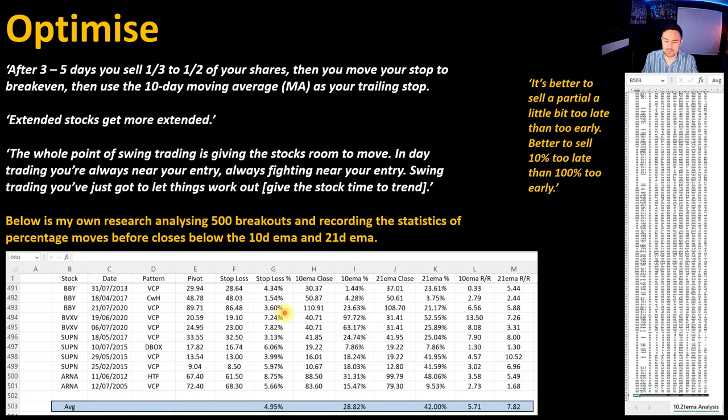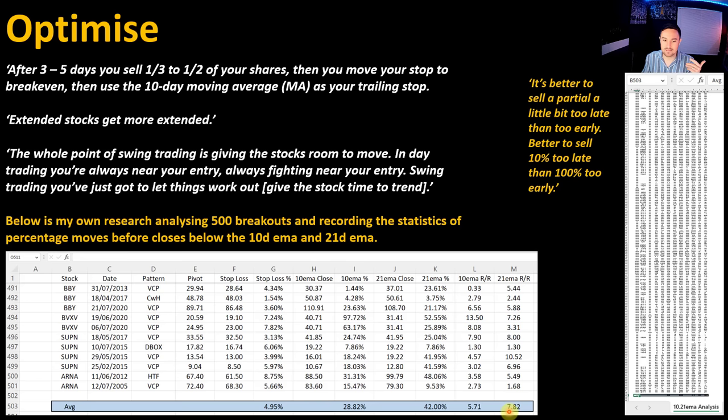Then I looked at what the average percentage move was before it closed below the 10 EMA: 28.82%. What was the average percentage move before it closed below the 21 EMA? 42%. What was the average risk versus reward using the initial stop before it closed below the 10 EMA? 5.71. For the 21 EMA, 7.82.